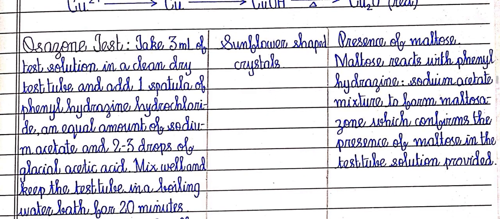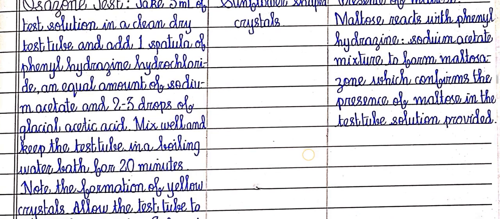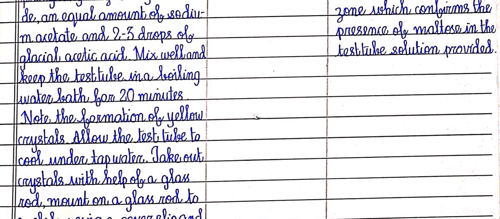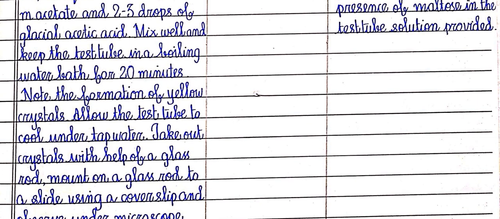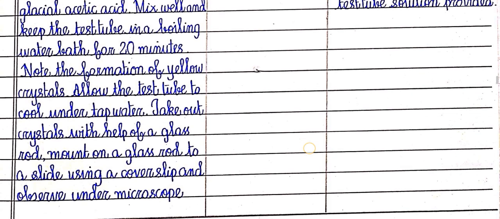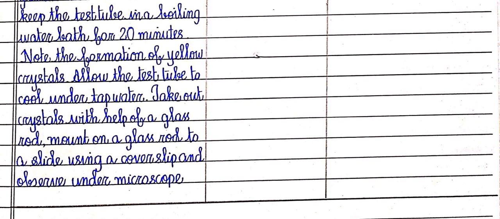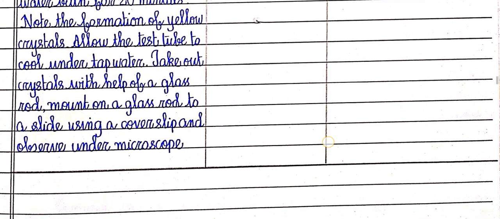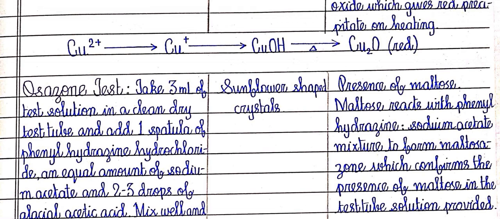Then osazone test. Take 3 ml of test solution in a clean dry test tube and add a spatula of phenylhydrazine hydrochloride and an equal amount of sodium acetate and 2 to 3 drops of glacial acetic acid. Mix well and keep the test tube in a boiling water bath for 20 minutes. Note the formation of yellow crystals. Allow the test tube to cool under tap water. Then take out crystals with the help of a glass rod, mount on a slide using a cover slip and observe under the microscope. We could see sunflower shaped crystals, indicating presence of maltose.